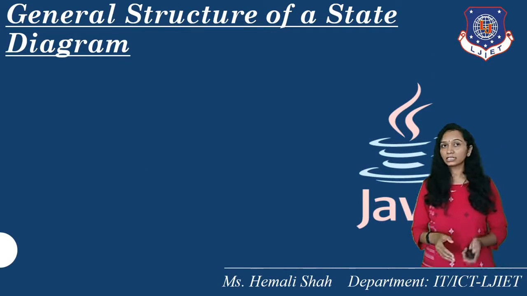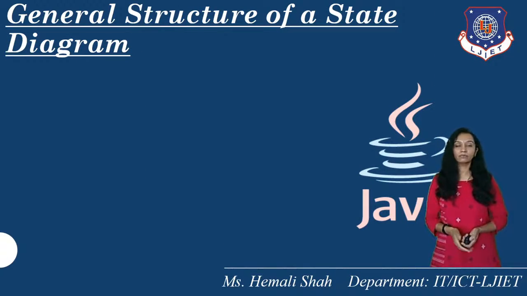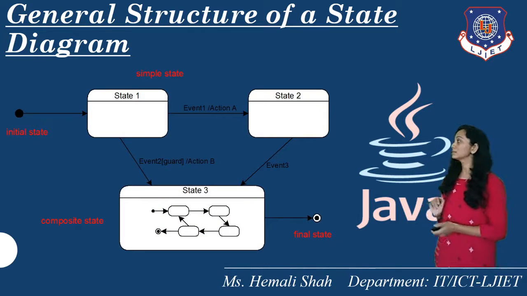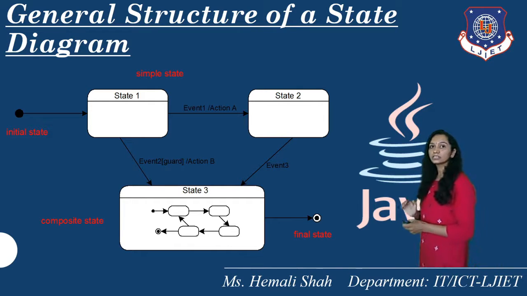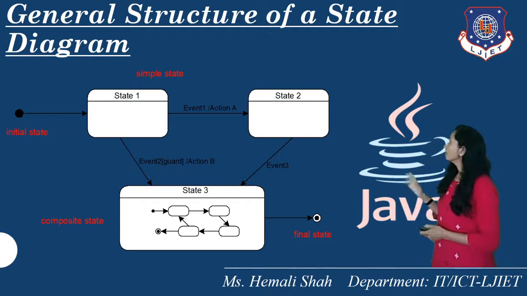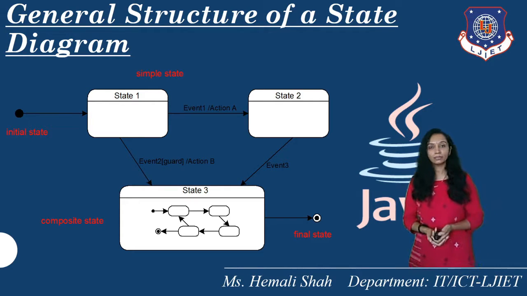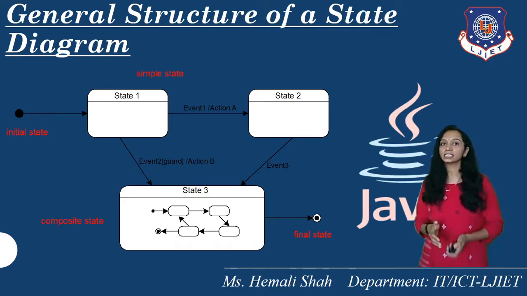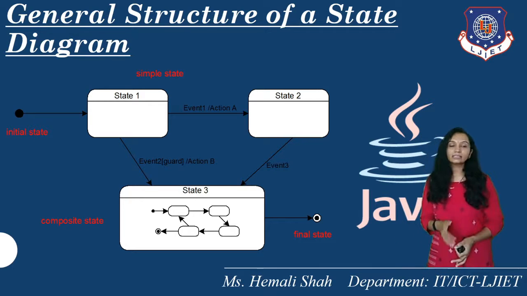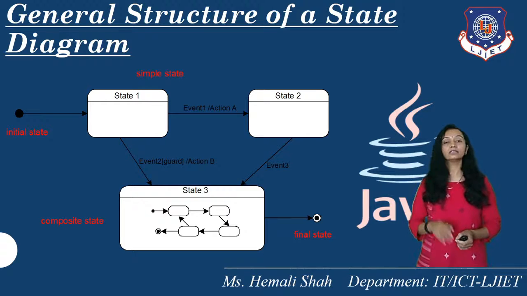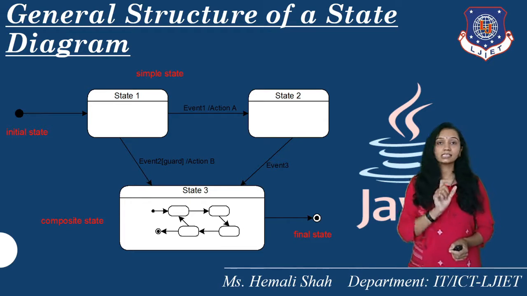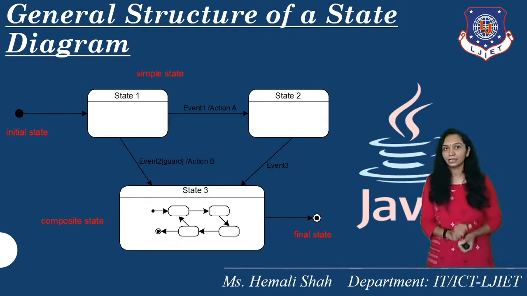And what is the general structure of this state diagram? What will be the look of this state diagram? So see here, this is the general look of the state diagram. First, a filled black circle indicates the initial state. The states of the object you can represent by using rounded rectangles, and you have to mention the state name inside this rounded rectangle.